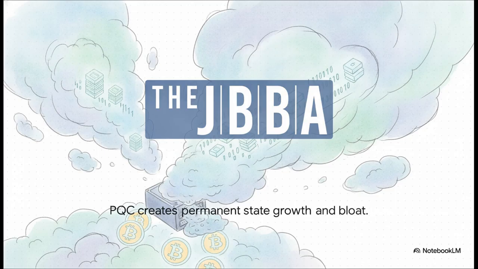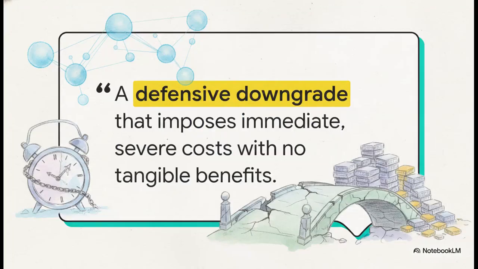If fully migrated, the Bitcoin UTXO set would blow up from 5 gigabytes to nearly 300 gigabytes. Every future node would have to store this extra baggage forever, which severely accelerates centralization risks. To summarize this whole path, that JBA paper frames the protocol migration perfectly. It is a defensive downgrade.